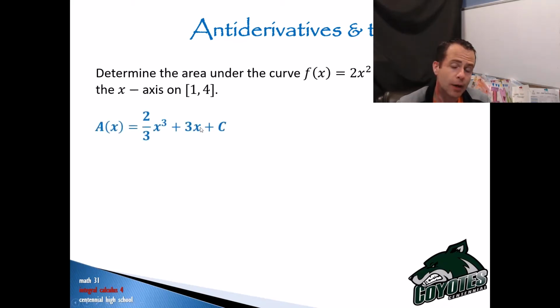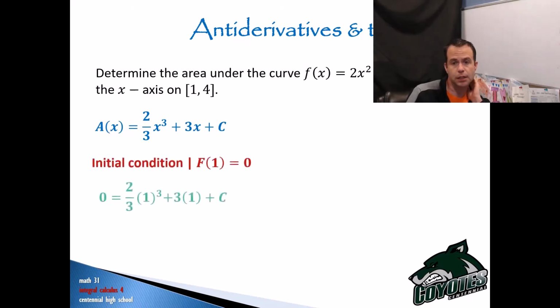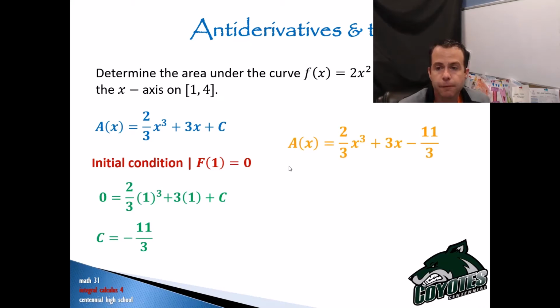Okay, so now I need to figure out what c is. In order to figure out what c is right now, I need some sort of initial condition, and for that, it's that A of 1 is 0. So I plug 0 in for my y value, 1 in for my x value, and I solve for c. Okay, when I do that, I end up with c equals negative 11 over 3. And so now I know that my equation for the area is represented by 2 over 3 x cubed plus 3x minus 11 over 3.